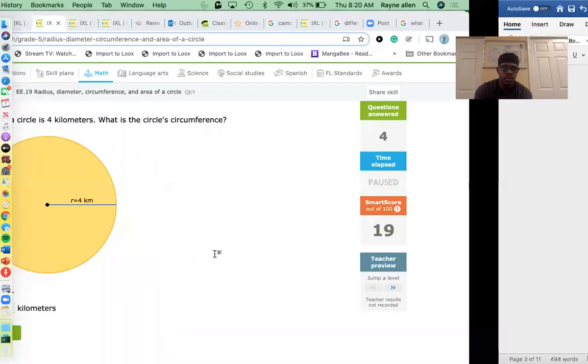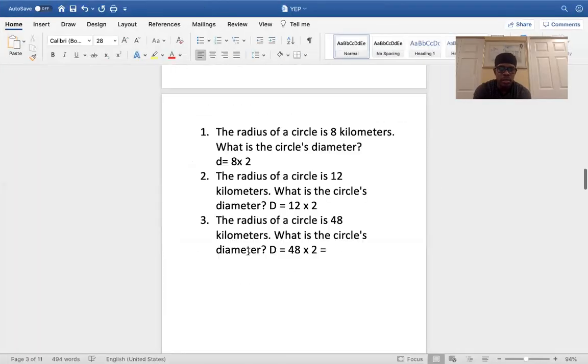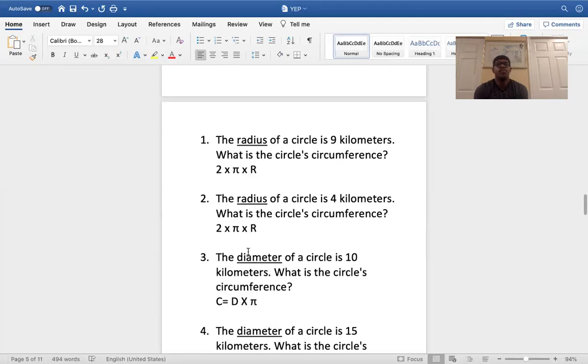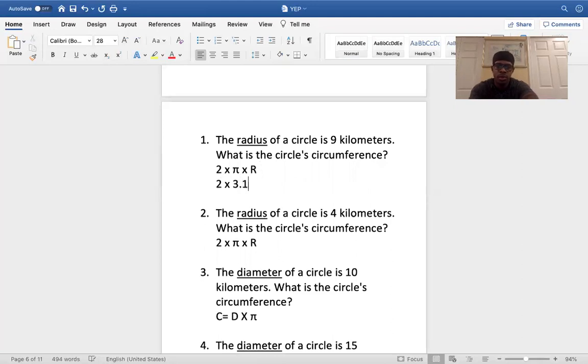All right. So let's look at another question. Let's say they give us that the radius of a circle is 9 kilometers. What is the circle's circumference? So they gave us the radius. So we know we need to do 2 times pi times radius, which is 2 times 3.14 times, what's the radius, is 9 kilometers. So 2 times 3.14 again is going to be 6.28.